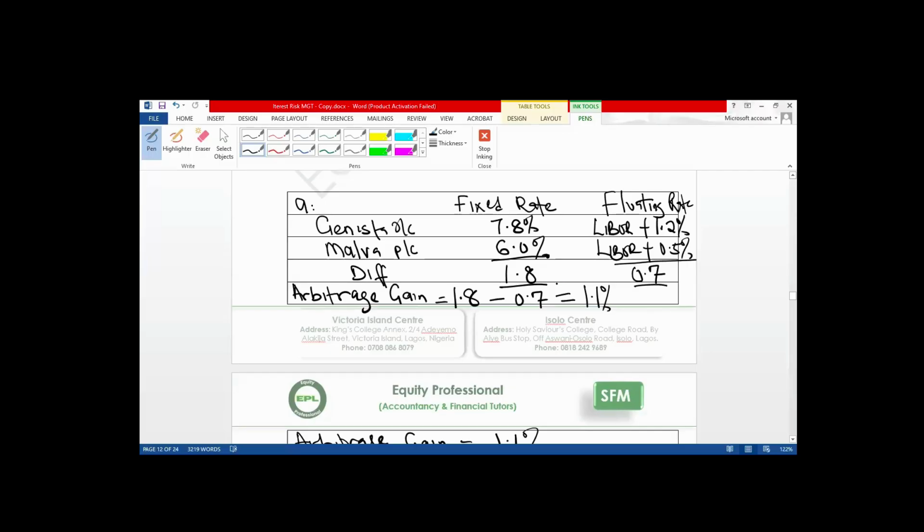Now you ask yourself, between Genista and MAVA, who is better off borrowing at a fixed rate?